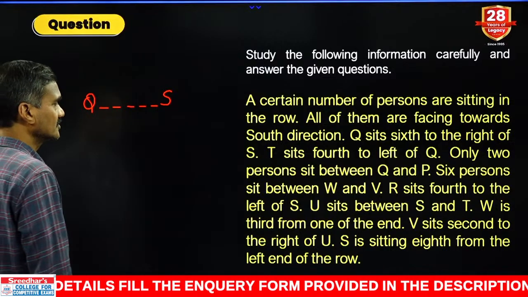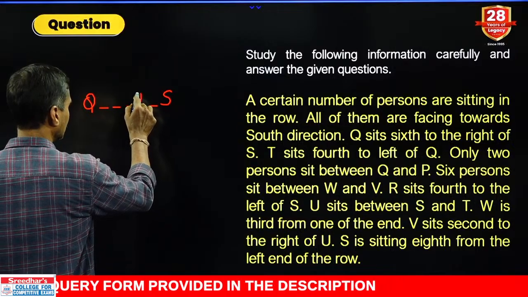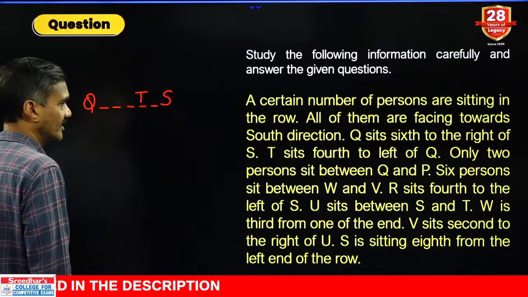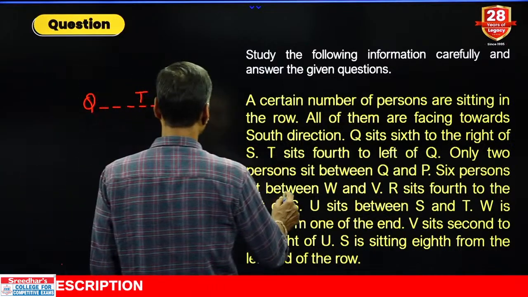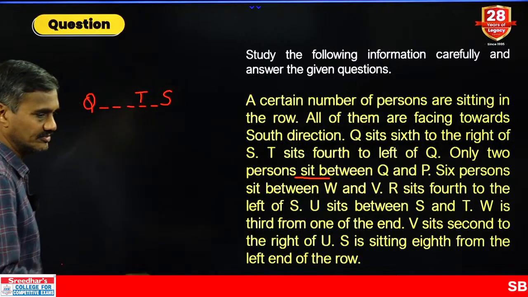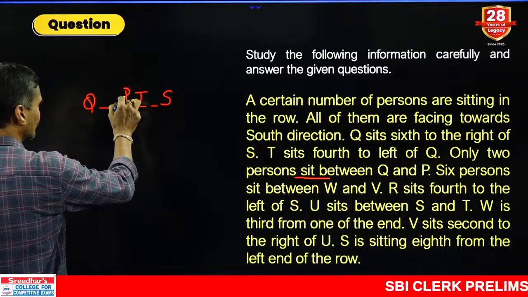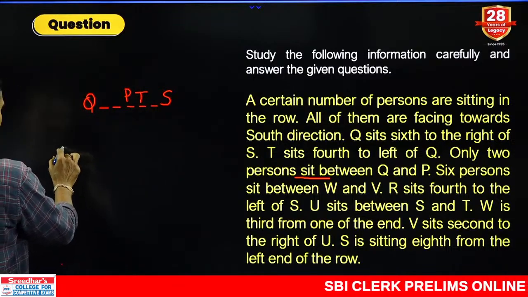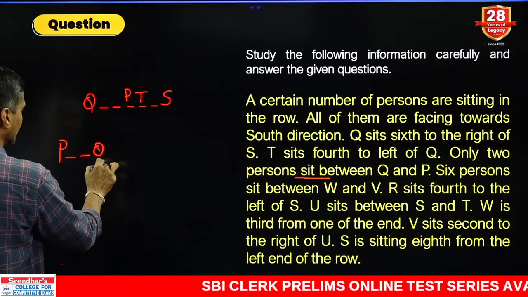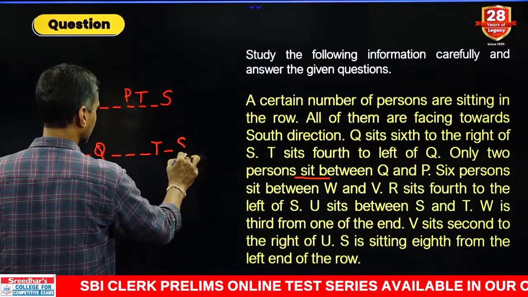Now Q sits 6th to the right of S. T sits 4th to the left of Q. 1, 2, 3, 4. T is here. Now this T is 4th to the left of Q and only 2 persons between Q and P. Now in between Q and P, how many people? There are exactly 2 people. Now 2 people between Q and P, P can be to the left hand side of Q or to the right hand side. Now there is another possibility here and 2 persons between P and Q. 1, 2, 3, T is here, blank and S.